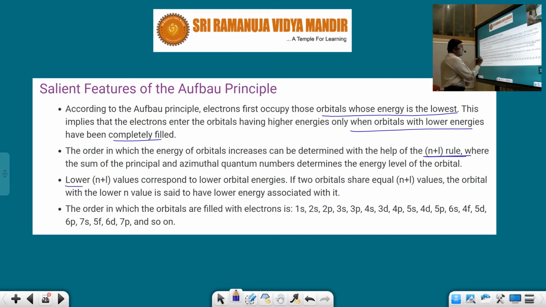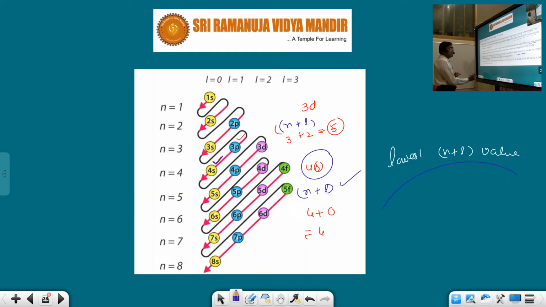So lowest n plus L values correspond to lower orbital energies. I hope you understood. If two orbitals share equal n plus L values, then what you have to do? The orbital with lower n value will be taken. Lower n value will be taken. So shall we see one example?